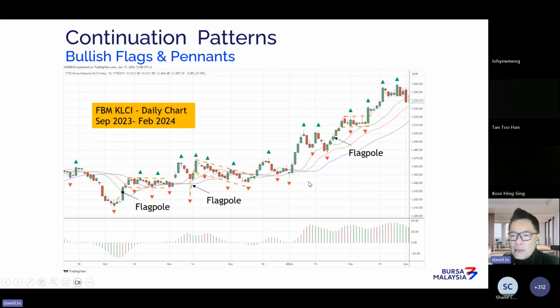Let me give you an example here. Sometimes it's not easy to find, but in this KLCI chart there are so many of these flagpoles. This chart is from the end of last quarter. It did its first flagpole right over here, then its second flagpole right over here, continuing the trend, and did another flagpole right over here in February, and broke out again. So you can see in the KLCI where the flagpoles are, and the flags, of course.